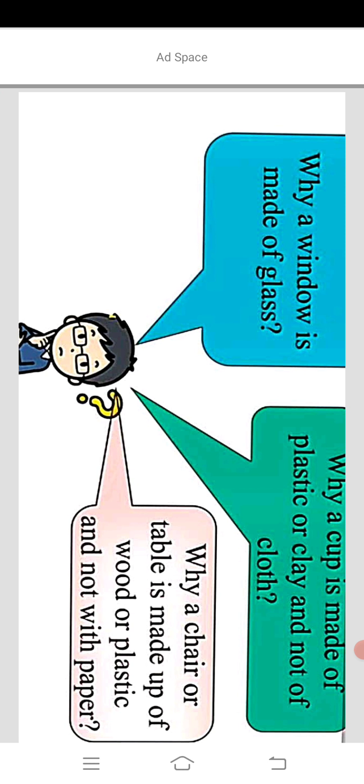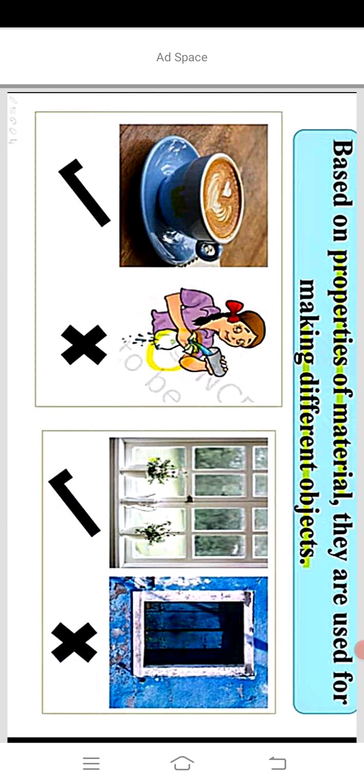Now, why is a chair or table made up of wood or plastic and not of paper? Actually, you all know a chair is used for our sitting. As plastic and wood are used, we can sit on the chair or table. But if we used paper, the chair or table would collapse, would be broken. Okay, so we can't use paper for the making of chair and table. So based on properties of material, they are used for making different objects.